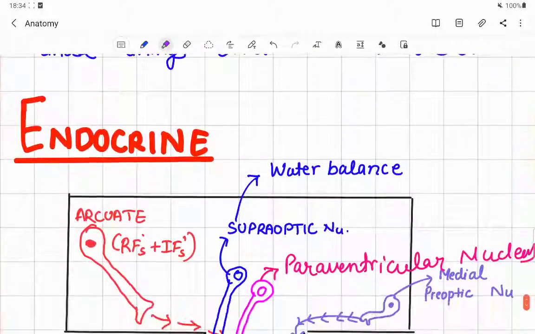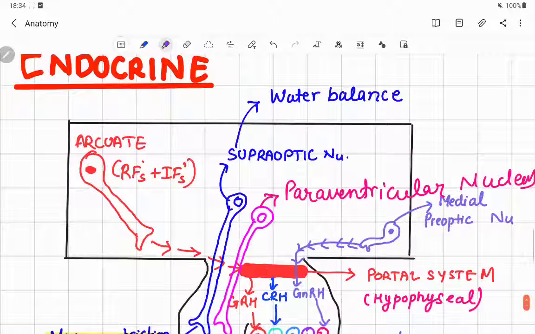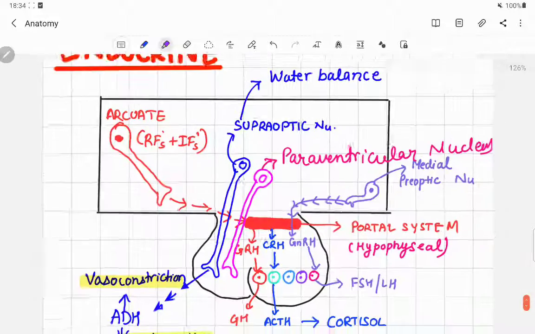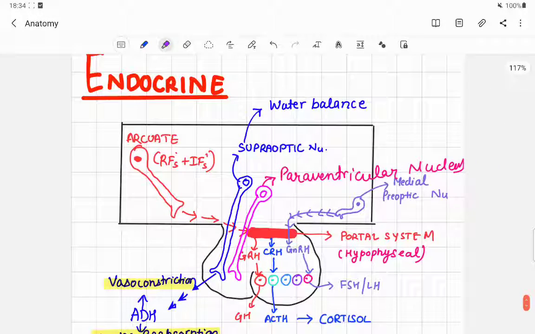Now let us move on towards the endocrine roles of the hypothalamus. So these are the endocrine roles. These roles you must already be aware of from the lower classes, that this is the arcuate nucleus. We have already talked about the arcuate nucleus. This acts directly on the hypophyseal portal system, which drains into the anterior pituitary. This is the infundibulum, this is the anterior pituitary, this is the posterior pituitary.